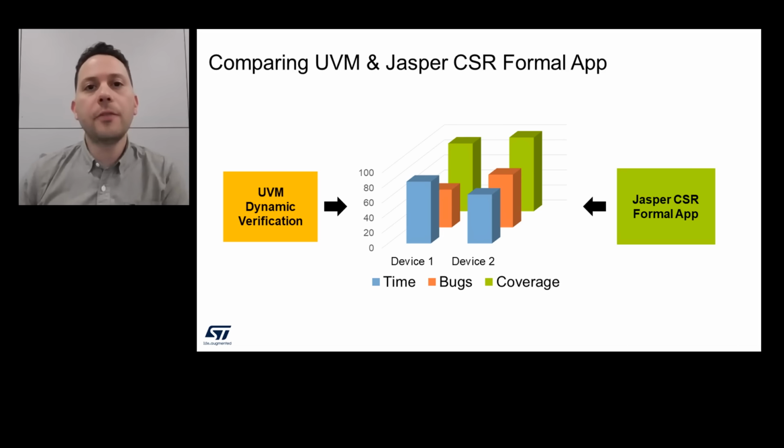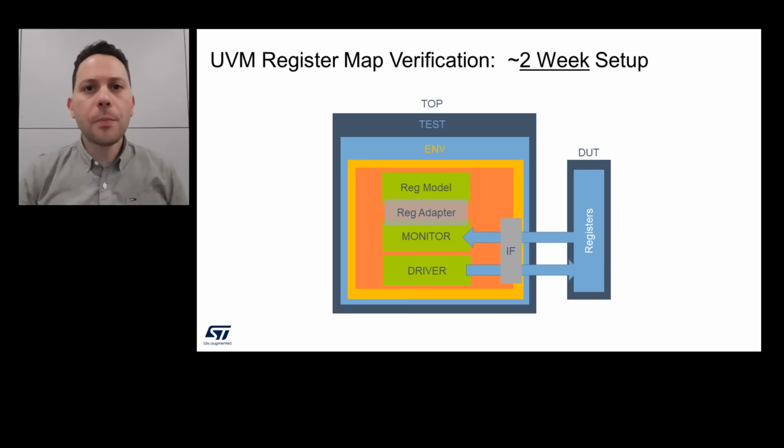We then ran formal verification using Jasper CSR. Our main objective was to compare how formal performance and results differ from the UVM approach. And we compared the results in terms of time to set up the digital verification environment, time to find a bug, time to debug a failure, in terms of number of bugs found, and in terms of coverage reached, both functional and code coverage. Let's compare the digital verification environment between UVM and Jasper CSR formal.